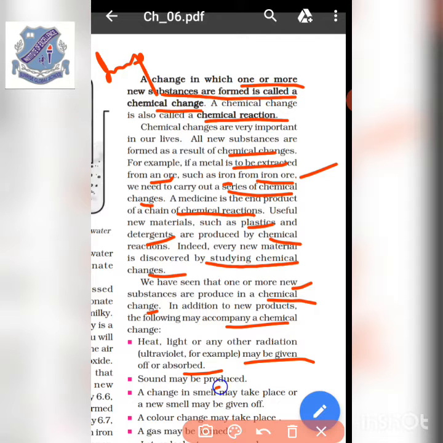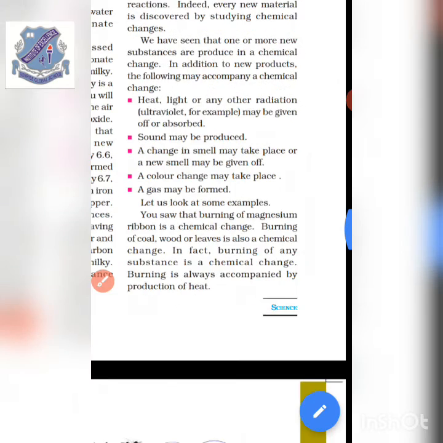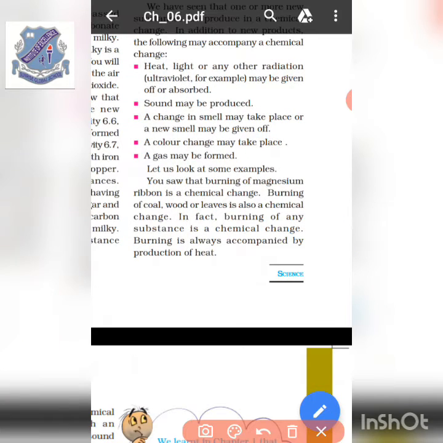Sound may be produced. A change in smell may take place, and a new smell may be given off. So this is also a change that may take place. It is possible that a new smell comes out, or an old smell goes away. A color change may take place. There is a possibility that the color of something changes, that we already saw in Activity 6.7, how the blue color and the green color change. A gas may be formed, like in 6.8 we found out that carbon dioxide gas was formed. So that is how the chemical reactions take place.